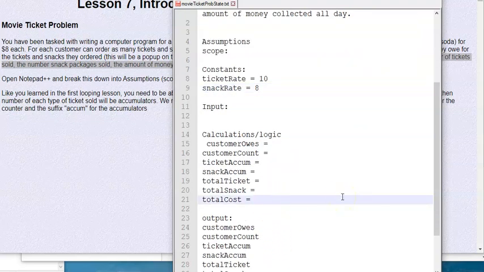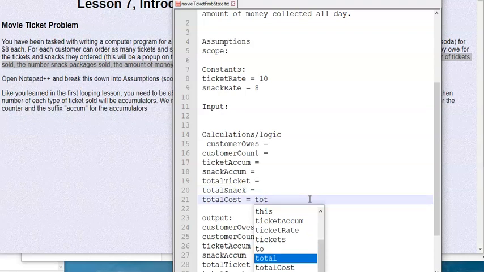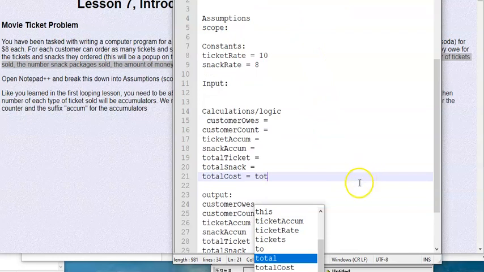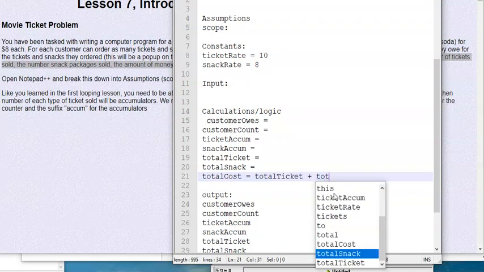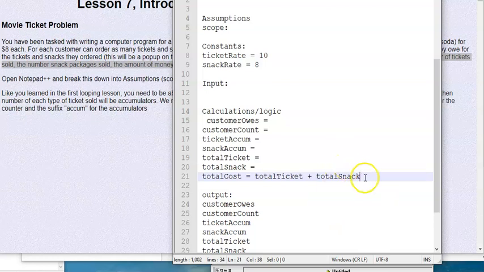math because the bottom math is the easiest math because it uses stuff above it. So if I know how much money I've taken in tickets and I know how much money I've done in snacks, then this becomes very easy. The total cost is simply the total. Let me move this up a little bit. You can't see it. Total ticket plus total snack. Now you can see it.